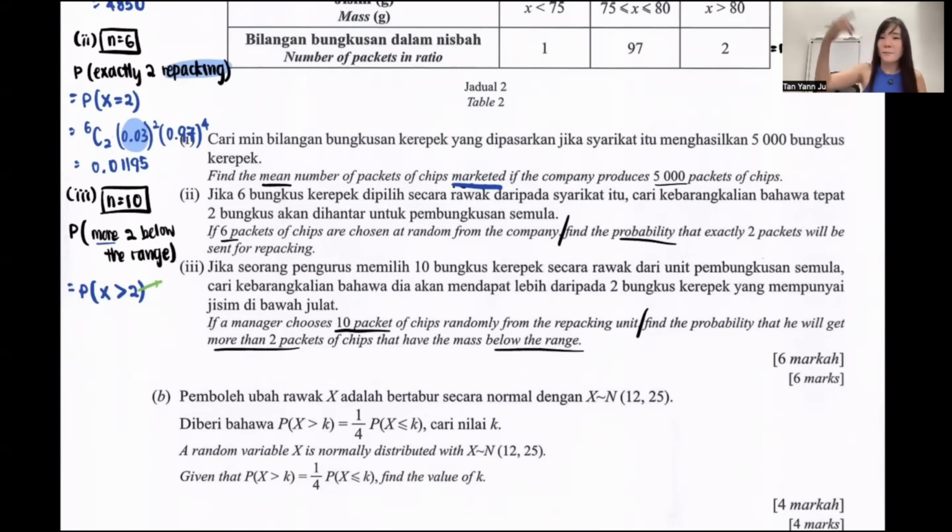It doesn't include the 2. More than 2 means 3, 4, 5, 6, 7, 8, 9, 10. Stop at 10. Why do I stop at 10? Because my n is maximum 10. 3, 4, 5, 6, 7, 8, 9, 10. Wow, I need to do 8 times. So hard, my dear. What's the easier way? Very good. 1 minus, because total probability is always 1. So you use 1 minus the rest of the things that you don't want to find. So 3, 4, 5, 6, 7, 8, 9, 10 you want to find. So what are those you don't want to find? 2, 1, 0.